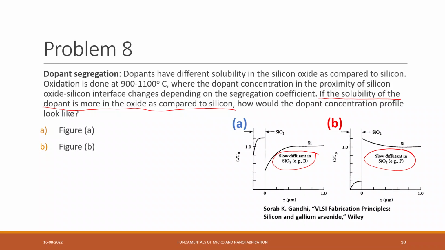Plus, it is said that it is a slow diffusion. So whatever we get on the silicon oxide side doesn't diffuse to the air very quickly. So it should be accumulated at the interface only. Out of these, the preferred one is this one. So figure A is the correct one.